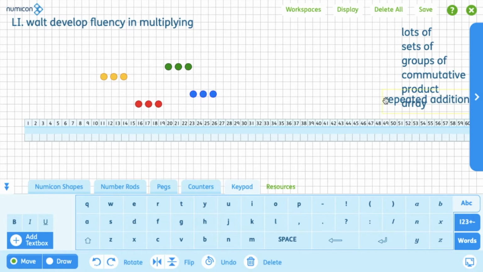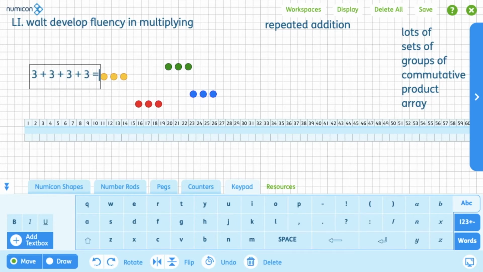So when we're speaking about multiplying, you are just trying to work out how many you have, but you have equal groups that you're putting together. So what we have here is, if we were trying to work out how many counters we had, if we wanted to write an adding sentence, we could write 3 plus 3 plus 3 plus 3 equals, okay, and that would work totally fine.